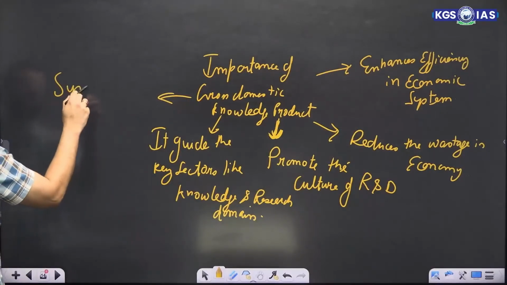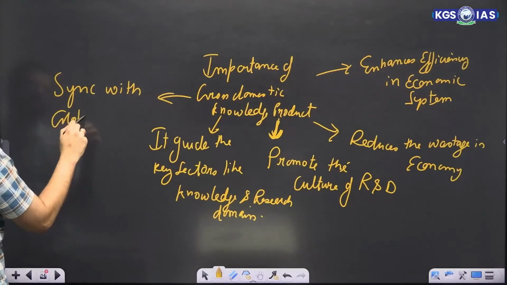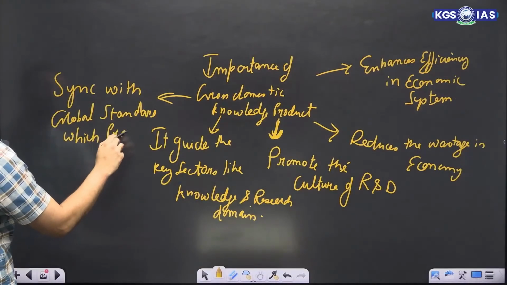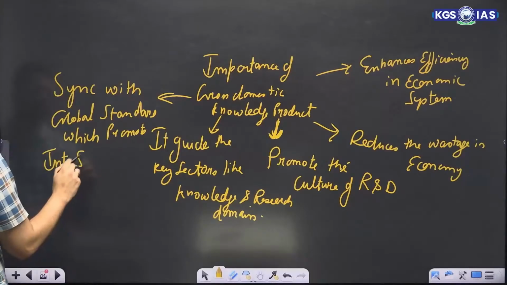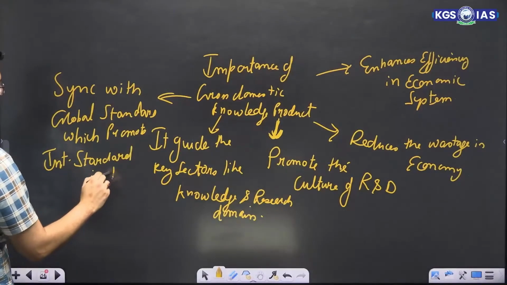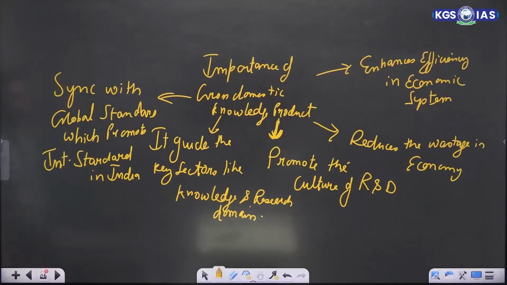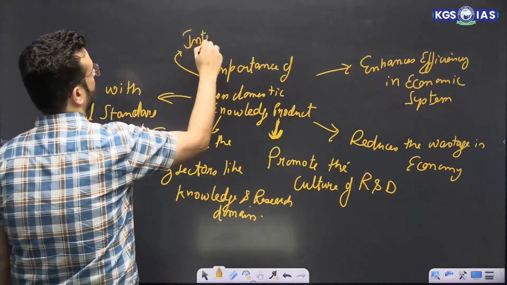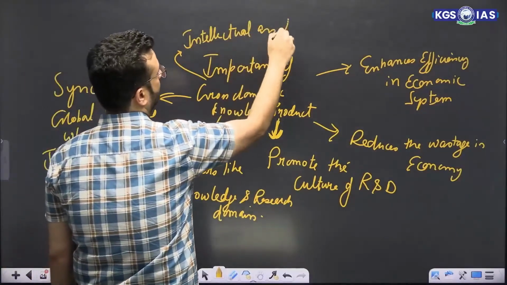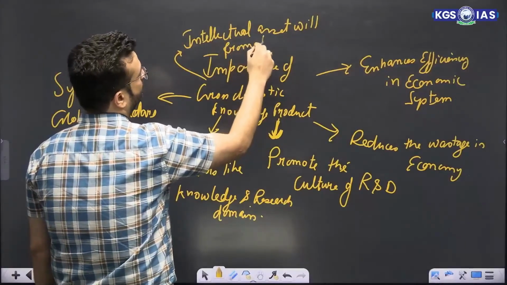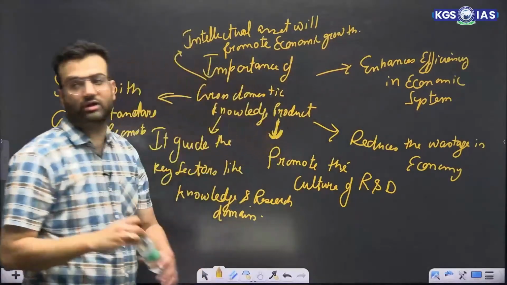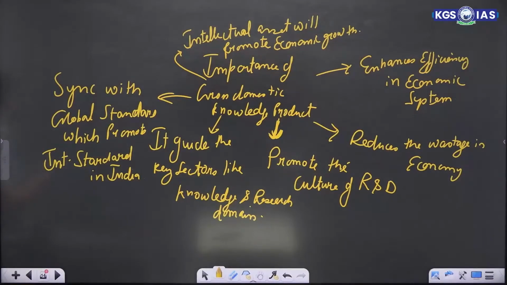Also, we will synchronize with global standards, which promotes international standards in India. International standards promote होंगे इंडिया में. This is the importance. And obviously, the most important thing is that intellectual assets will promote economic growth as well. So these all are the major points, or we can say the importance of gross domestic knowledge product.